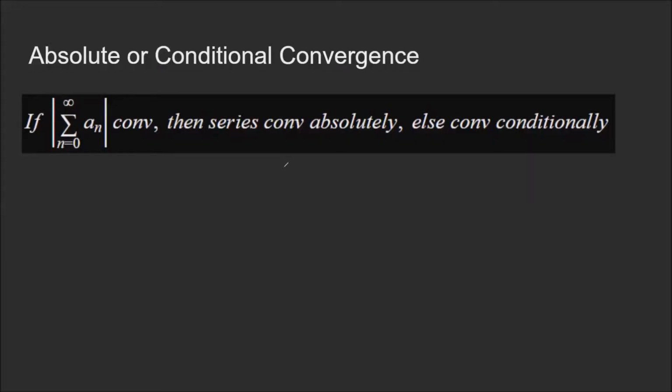As I stated earlier, there is something else you have to test for with the alternating series test, and that is if the series converges absolutely or conditionally. Now, the series converges conditionally if and only if the original series converges. Now, it converges absolutely if the original series converges and the absolute value of the series converges. This is the only series test in which you have to prove this.